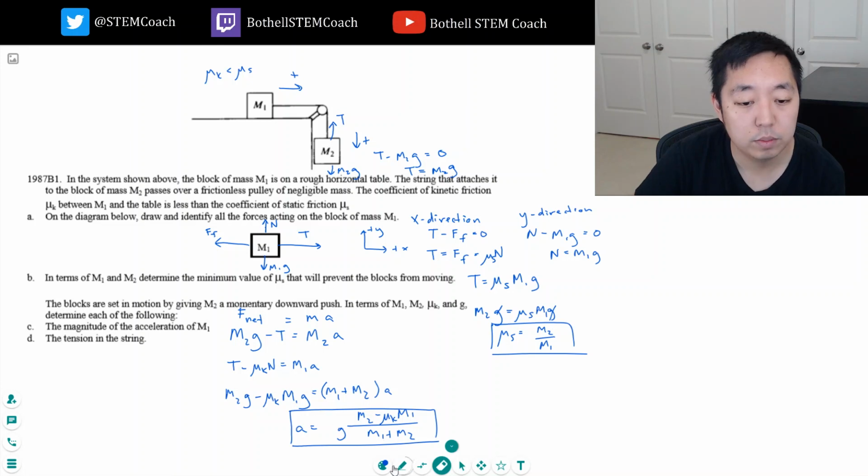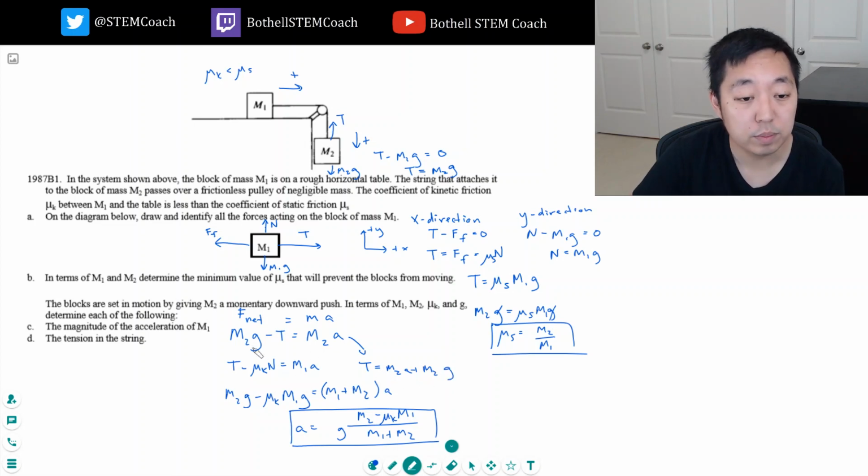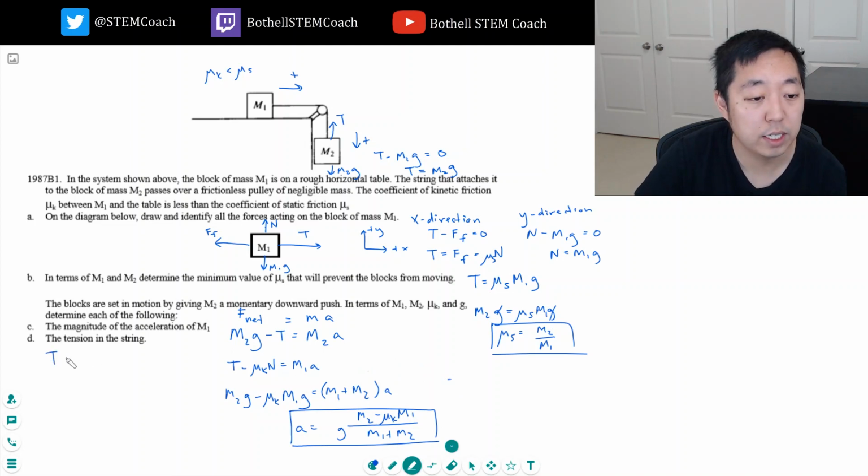Clean that up a little bit. Now let's find the tension in the string. Either equation would be fine. I'm going to use maybe this equation. This equation told me that T is equal to M2A plus M2G, right? Oh, no. Sorry, I did that wrong. Let me give myself more room. From this equation, T is equal to M2G minus M2A, which is simply M2 times G minus A. That's M2 times G minus all of this, which is G times M2 minus mu K M1 over M1 plus M2.